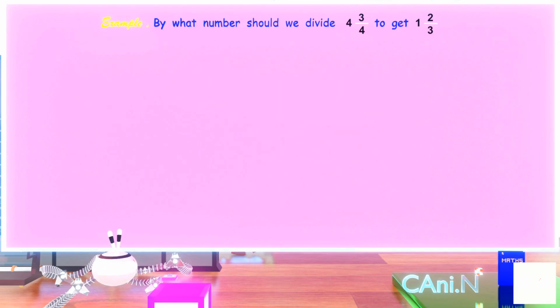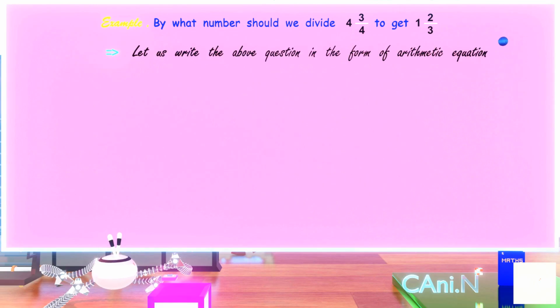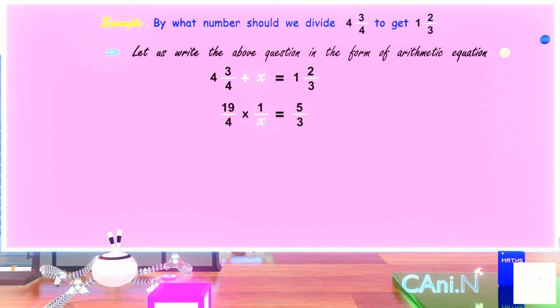Example. By what number should we divide 4 3 by 4 to get 1 2 by 3? Now, let us write the above question in the form of an arithmetic equation. Let x be the number to divide 4 3 by 4 to get 1 2 by 3. So, 4 3 by 4 divided by x equals 1 2 by 3. 19 by 4 into 1 by x equals 5 by 3. 20x equals 57. So, x equals 57 by 20. Therefore, x equals 2 17 by 20.